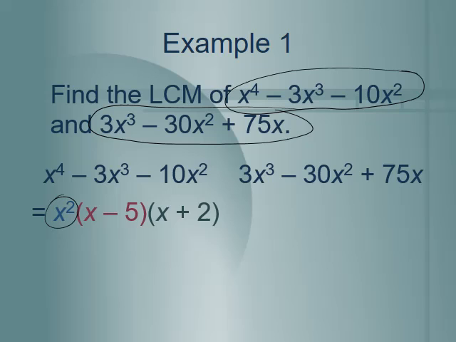For our second term, we actually have the 3 in common, oh, we have a 3x in common. That is going to become 3x and then x squared minus 10x plus 25. And then we factor that, which becomes x minus 5 squared, or x minus 5 times x minus 5.